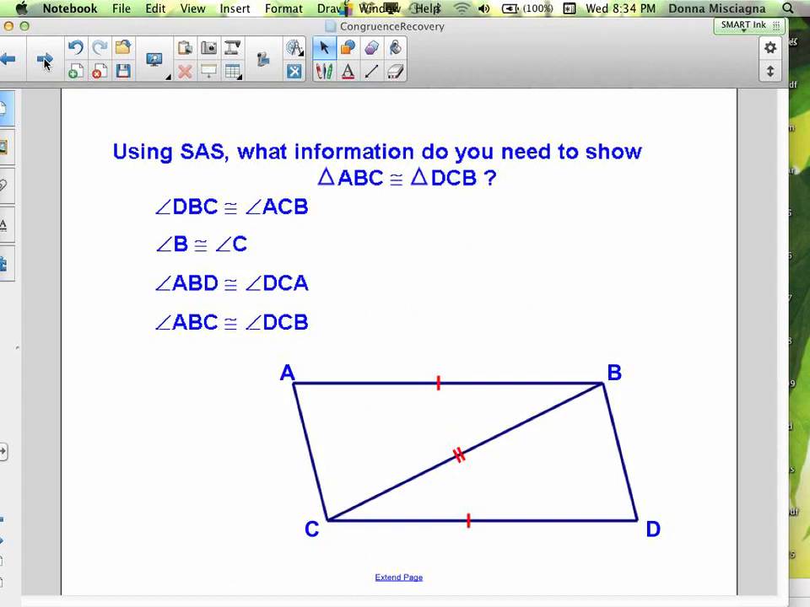All right, so using side angle side, what information do you need to show triangle ABC congruent to triangle DCB? All right, so it says side angle side. Right? So if it said side, side, side, our answer would be one thing. Right? But it says side angle side. So now look to follow your sides. All right, so notice if I follow my sides, this is where the two of them meet. Right there. All right, so that's the included angle. And the same thing over here. Follow the sides.